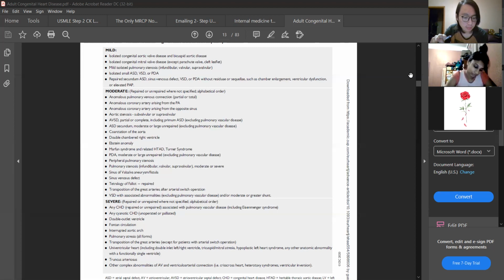Right to left shunting: your tetralogy of Fallot, TOF, Epstein anomaly, and tricuspid atresia. What is atresia? Atresia means absence of something. So tricuspid atresia means absence of your tricuspid valve. What's the second one? Epstein anomaly. You know, like Epstein-Barr virus, EBSTEIN, Epstein anomaly.